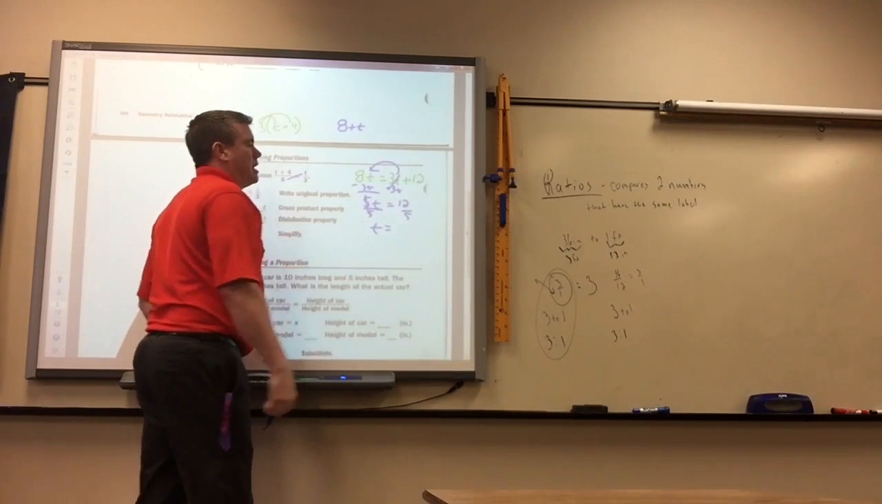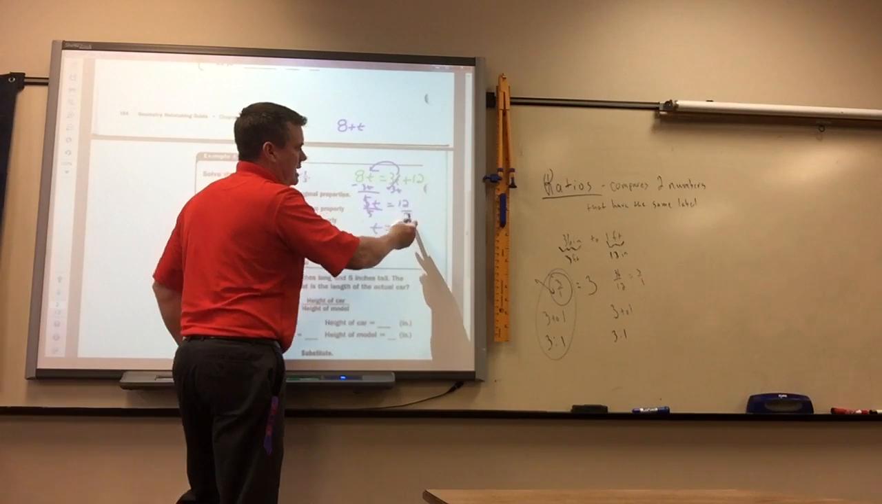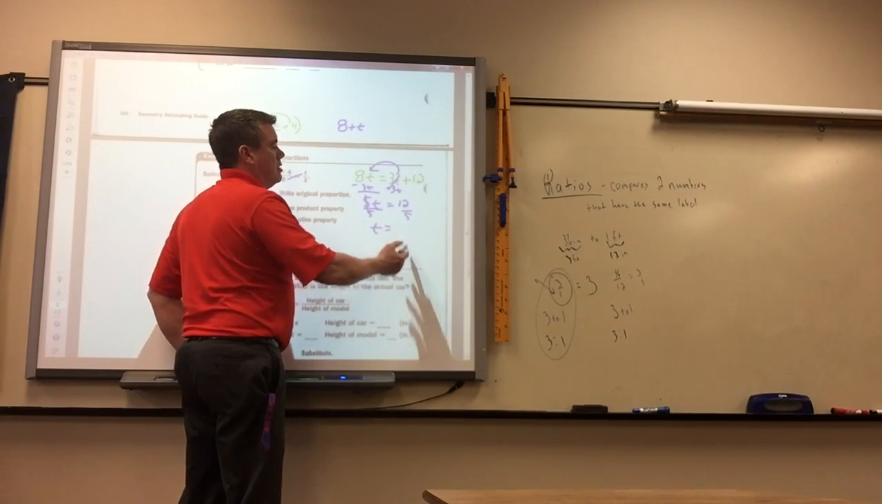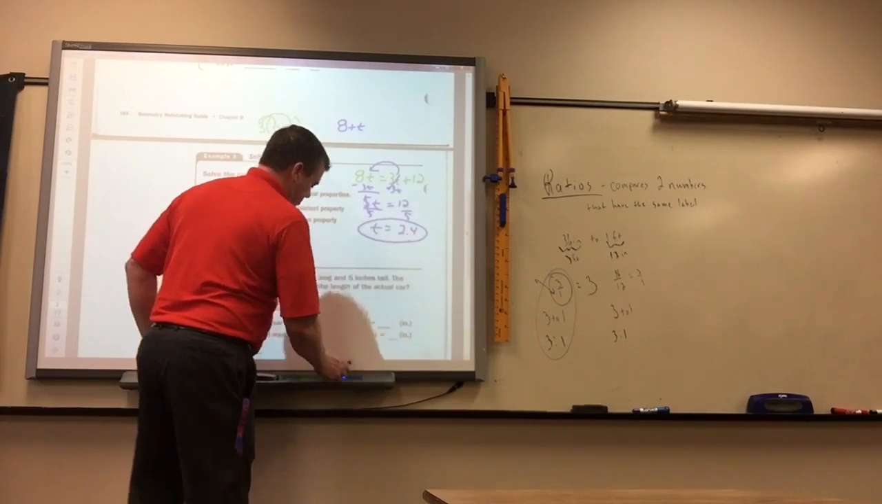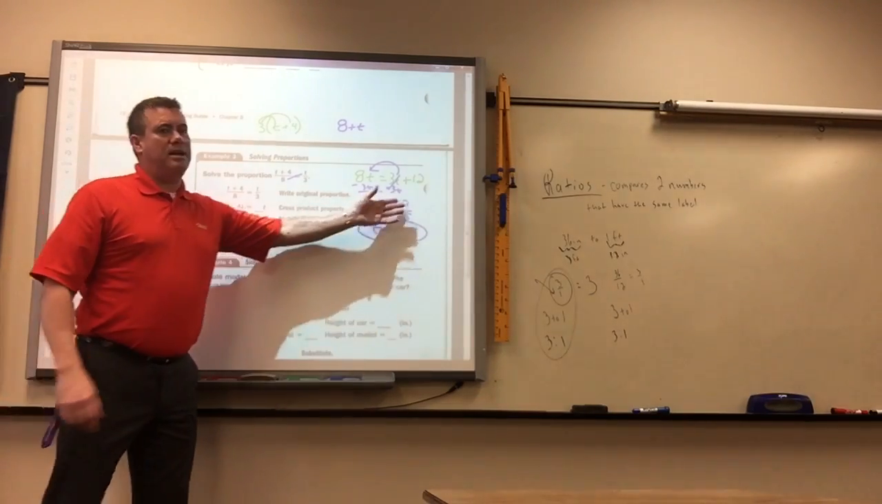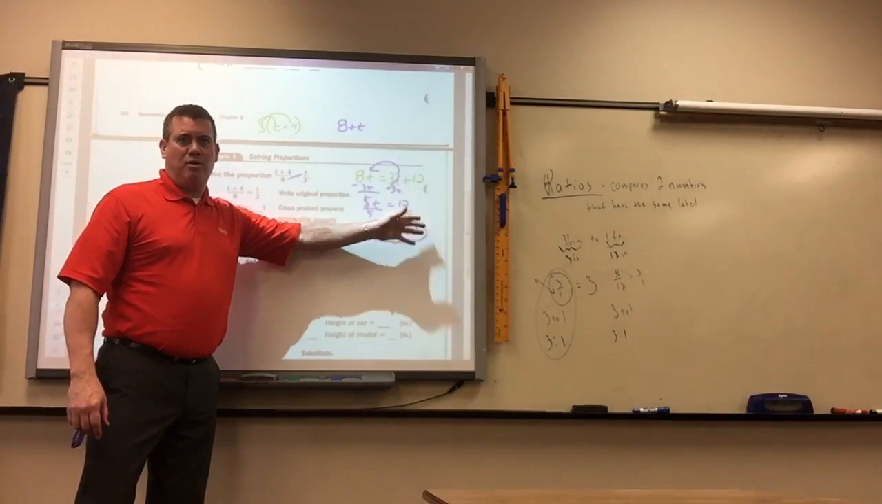Now, sometimes you'll get oddball numbers. This one, you could leave 12/5 if you wanted to. You could divide it out, it would be 2.4. So, if you get an odd fraction, you can just leave it that way, or you can divide it.